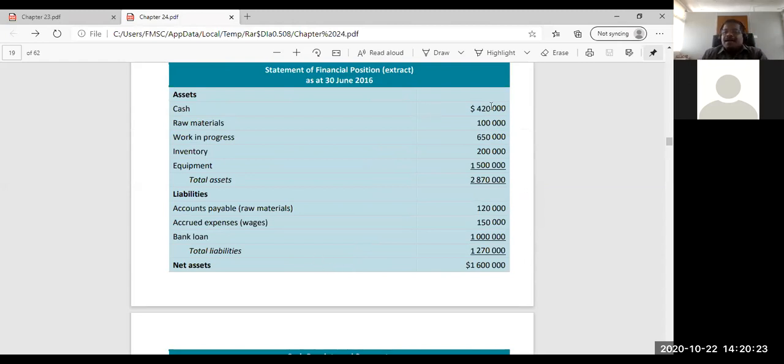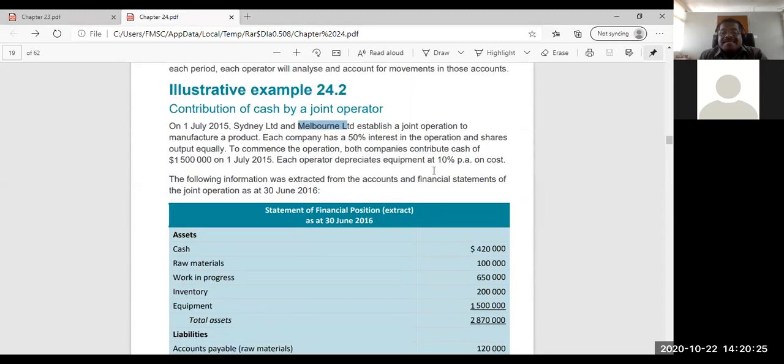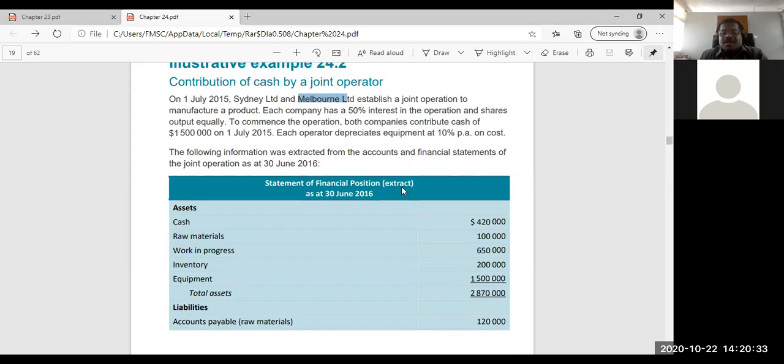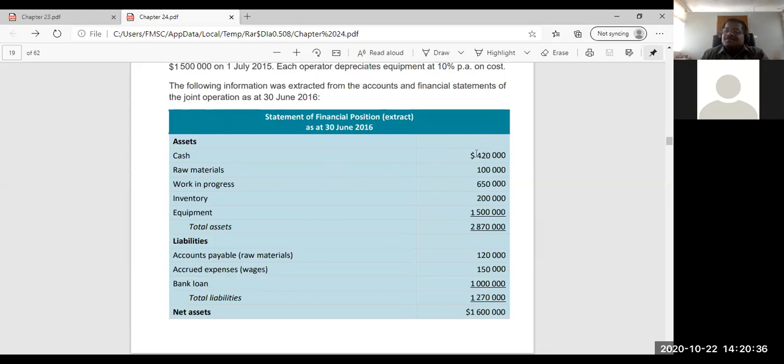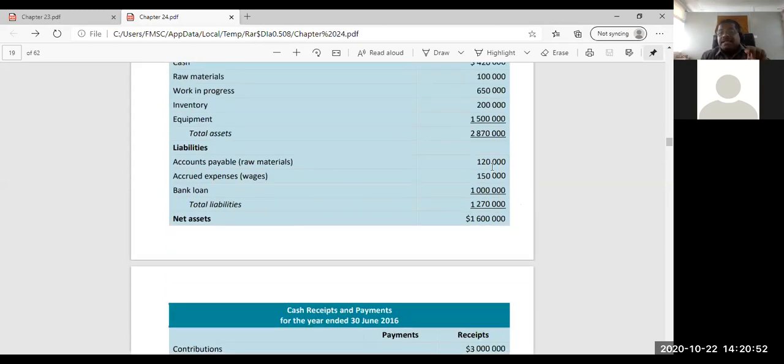Very simple. In the joint operation, it says that output is shared equally. So thereby cash 50-50, raw material 50-50, work in progress 50-50, inventory 50-50, equipment 50-50. That is the meaning of the right to the assets. Then the other one was obligation for liabilities. Then you take half of this, 50%, 50%, 50%, 50%.